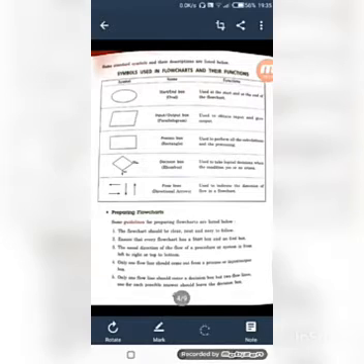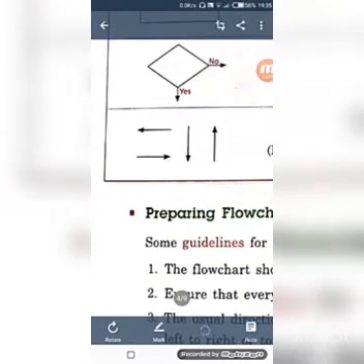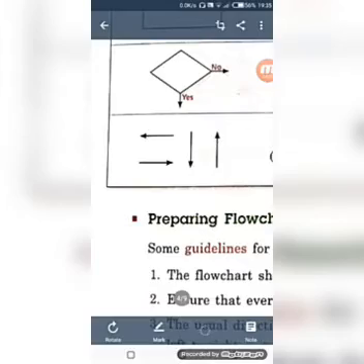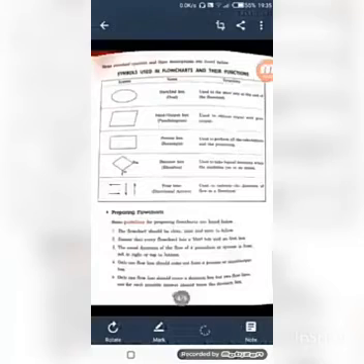The usual direction of flow of a procedure or system is from left to right or top to bottom. See, from left to right we will use these flow lines, and for top to bottom we are going to use these two flow lines. Only one flow line should come out from a process or input box. Means we have to use only one flow line at one time. We cannot use two lines together, that will be wrong.